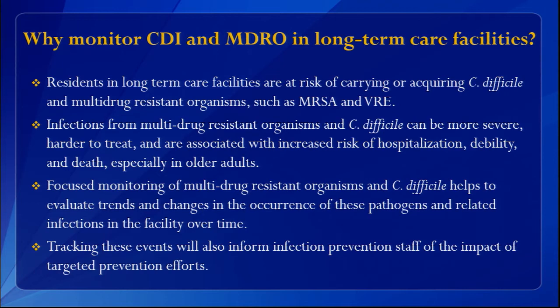We know that residents in long-term care facilities are at high risk of either being carriers or acquiring C. difficile and multi-drug resistant organisms, such as your MRSA, VRE. Infections from multi-drug resistant organisms, as well as C. difficile, can be more severe, harder to treat, and are associated with increased risk of hospitalization, debility, and death, especially in our older adults, older than 65 years of age.